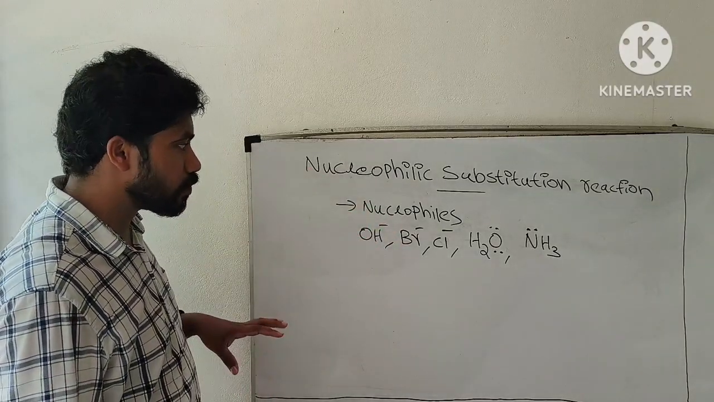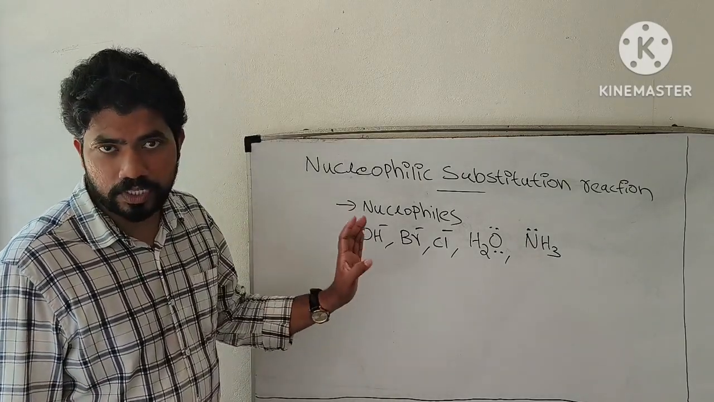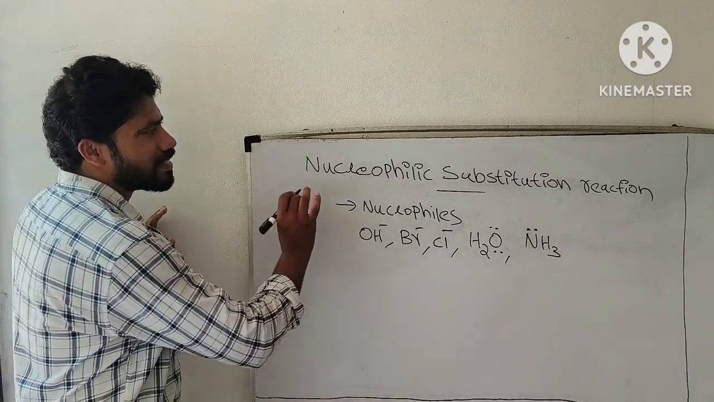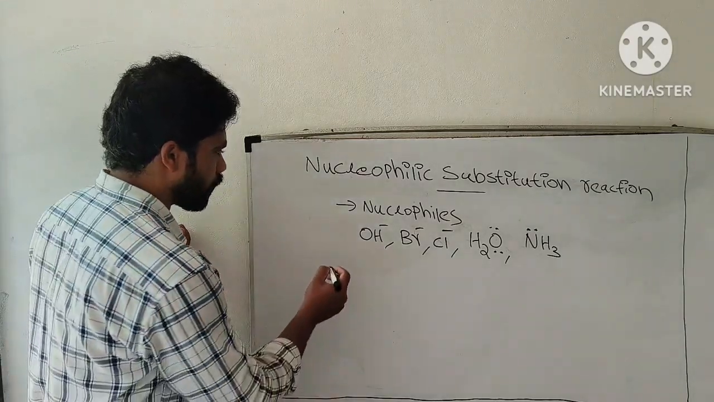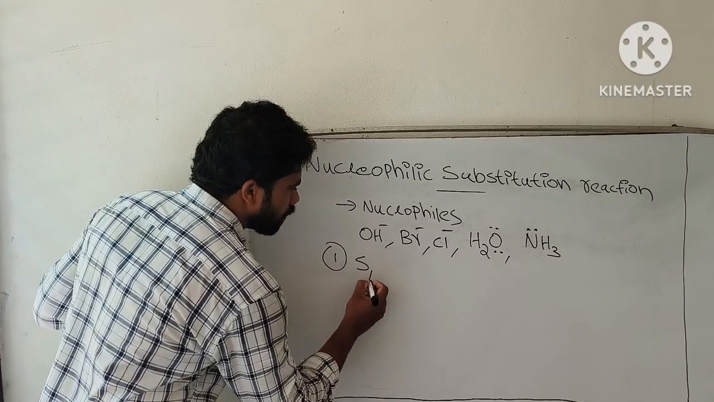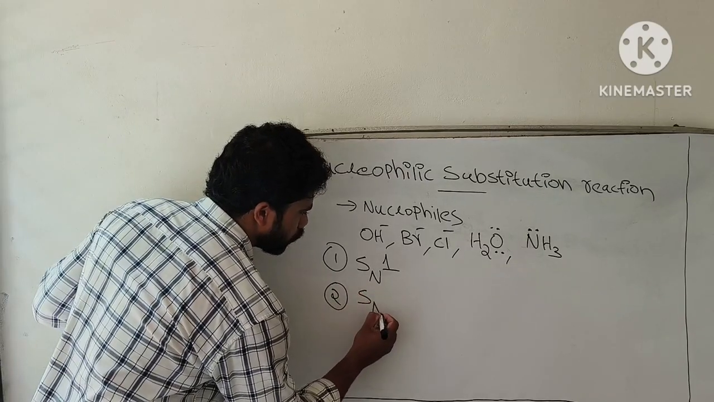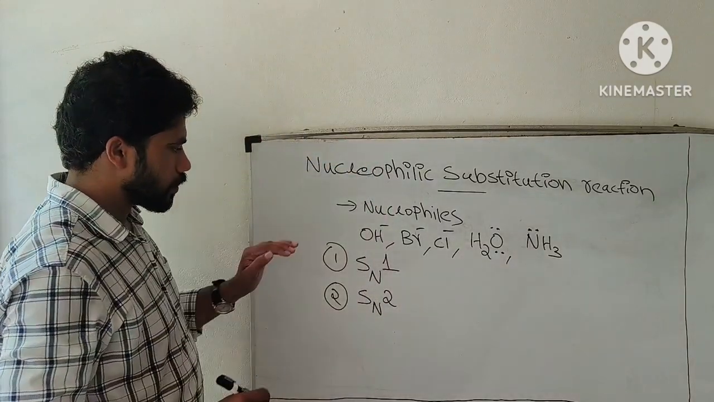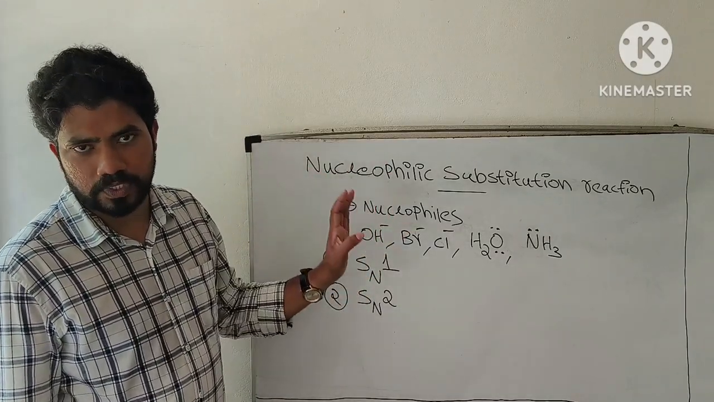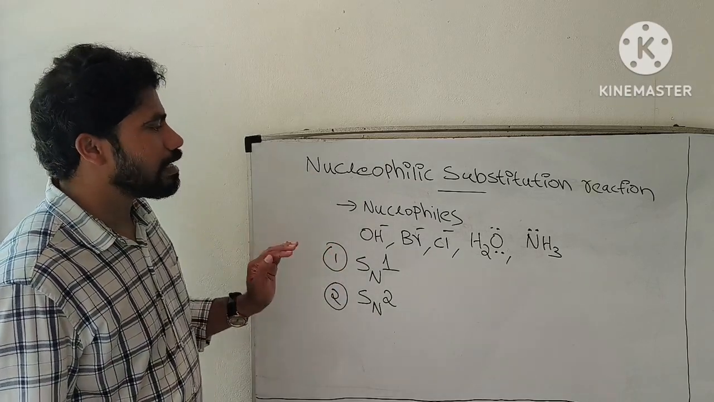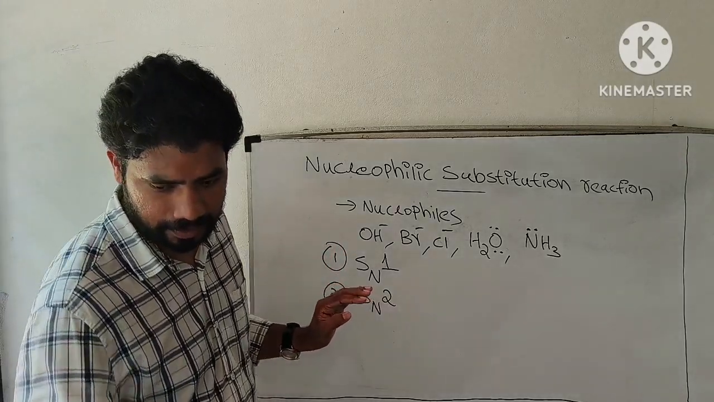So this nucleophilic substitution reaction is initiated by a nucleophile, and you know this is a substitution reaction. First of all, this nucleophilic substitution reaction is classified into two types. The first one is the SN1 reaction. Second one is the SN2 reaction. So SN1 and SN2 are the different types of nucleophilic substitution reaction. Now I would like to explain in front of you about the SN2 reaction and its mechanism.